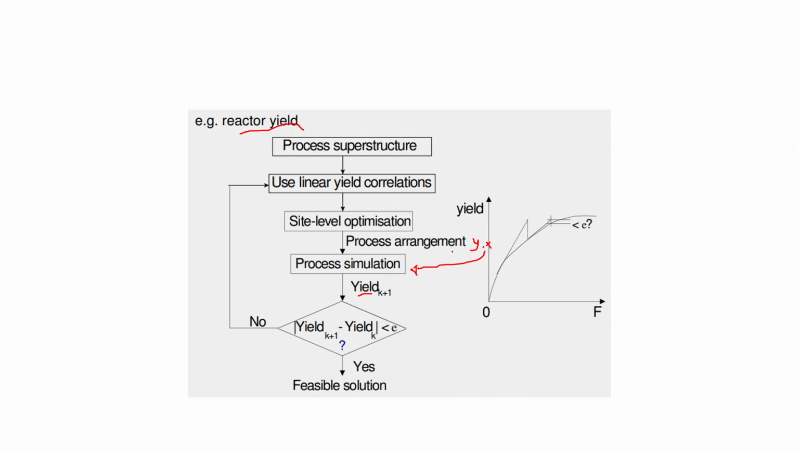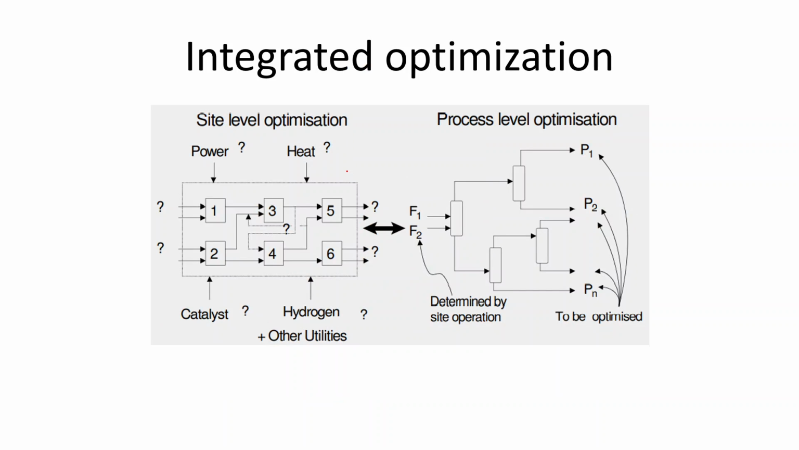This yield and the yield that you have over here, you see whether the difference is lower than the tolerance that you accept. If yes, then you get your solution. If not, then you have to construct a new or modify the linear yield correlations. So that's basically this flow sheet. This diagram is basically what this is. Integrated optimization is more like the same way. You have the model, and then you use the model to optimize it.